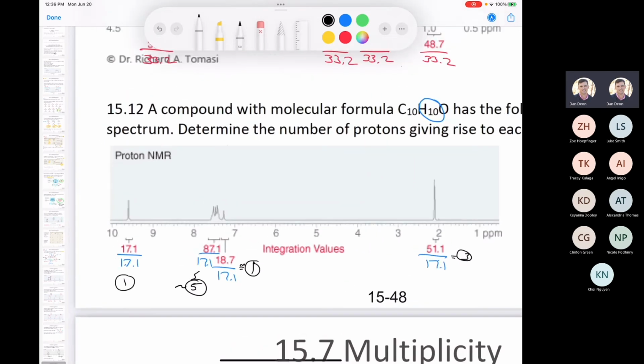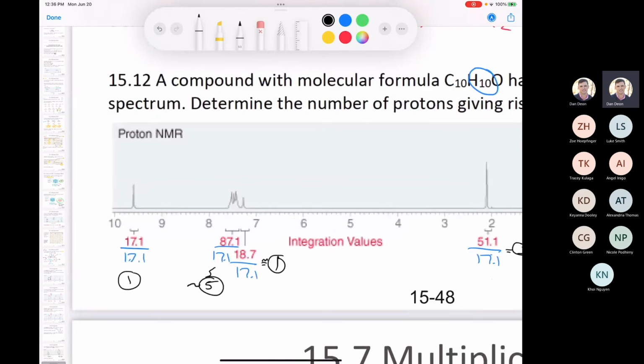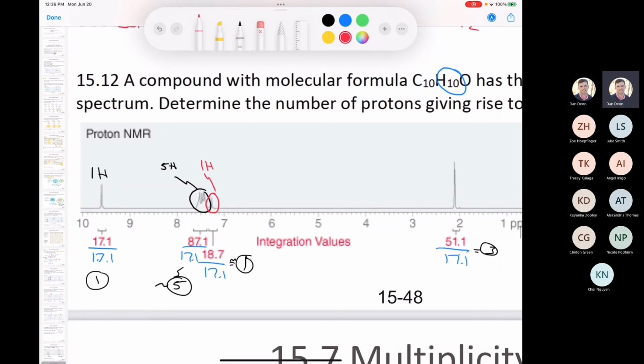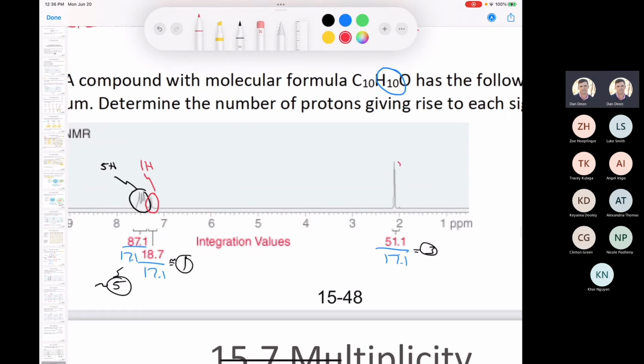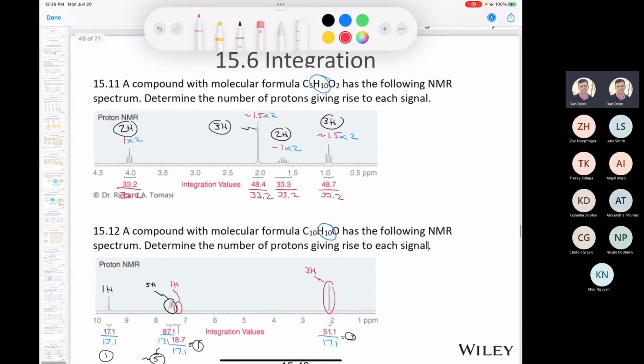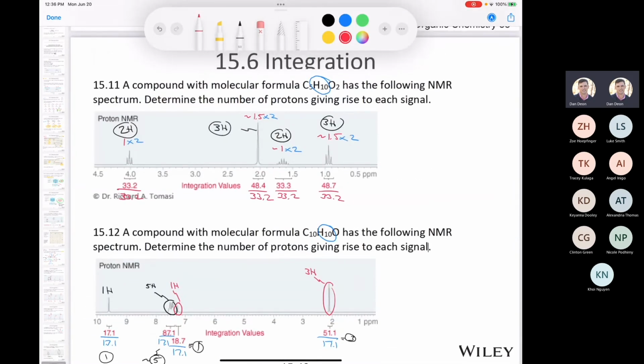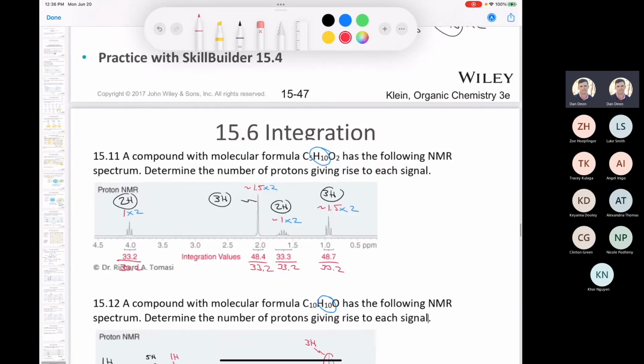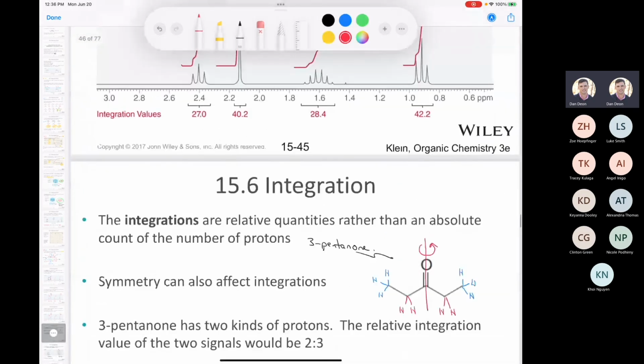So that means that this signal here would represent 1 proton. This thing here, that represents 5 protons, probably aromatic. This one here, I kind of overlapped here, but that would represent 1 proton. And then this one here, that represents 3 protons. All right, so there you go, integration. I'll just put this bug in your ear because on your quiz, I'm not going to ask you to get a ruler out and measure a step curve on a screen.